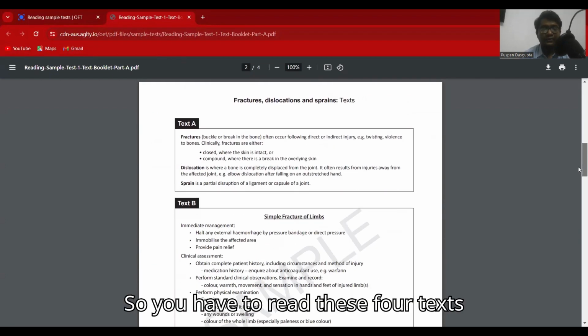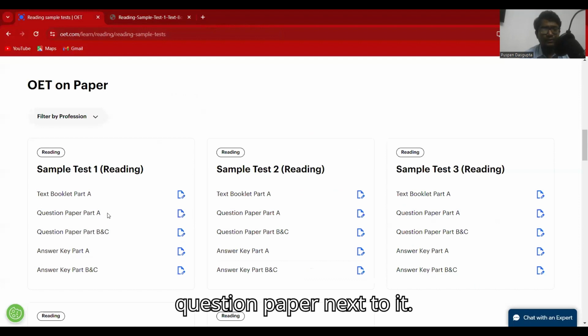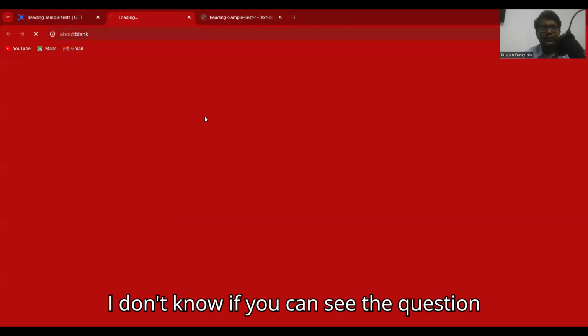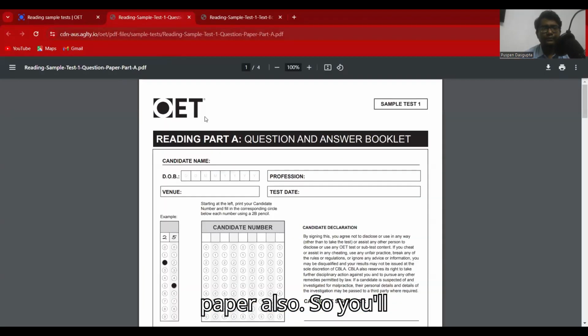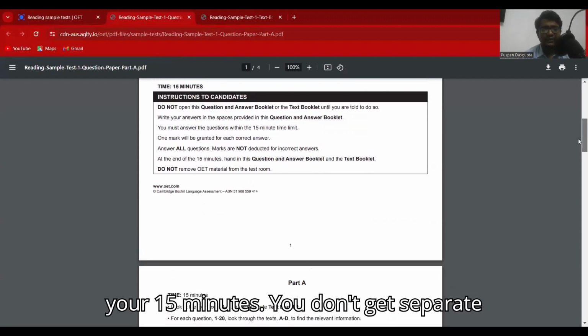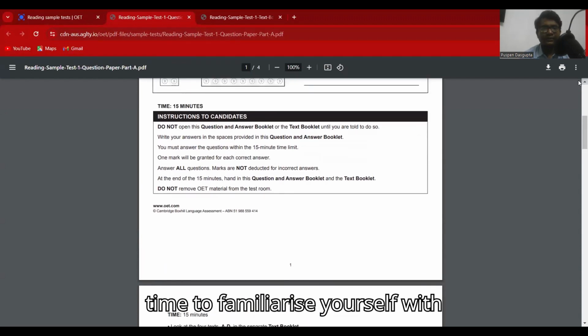So you have to read these 4 texts really fast. I will also open the question paper next to it. And I don't know if you can see the question paper also. So you have to read this really fast. This will be part of your 15 minutes. You don't get separate time to familiarize yourself with the question paper.